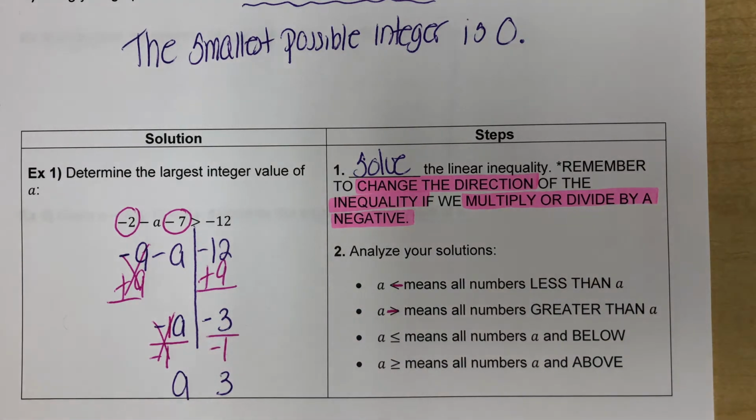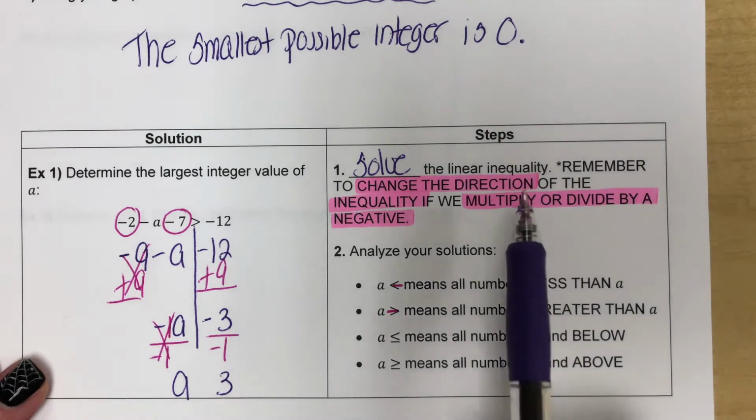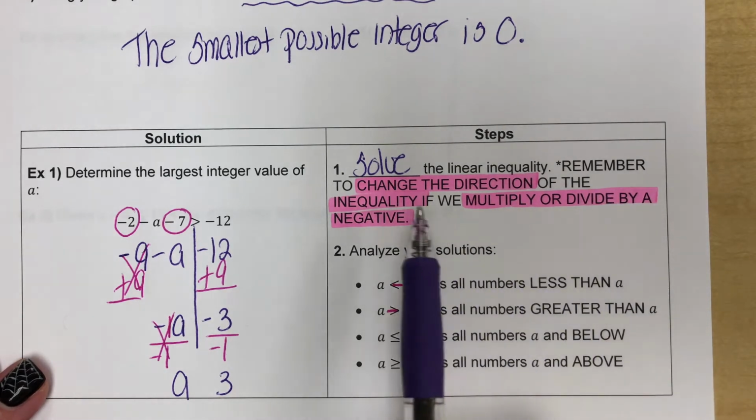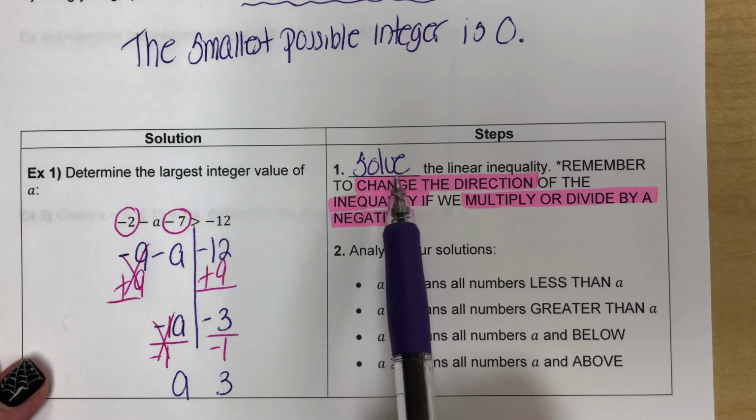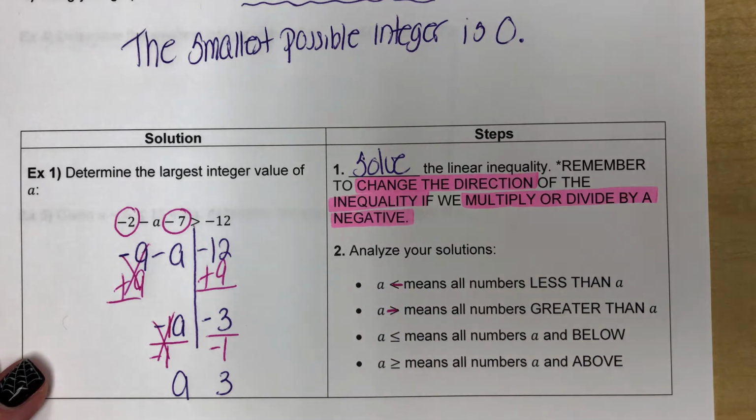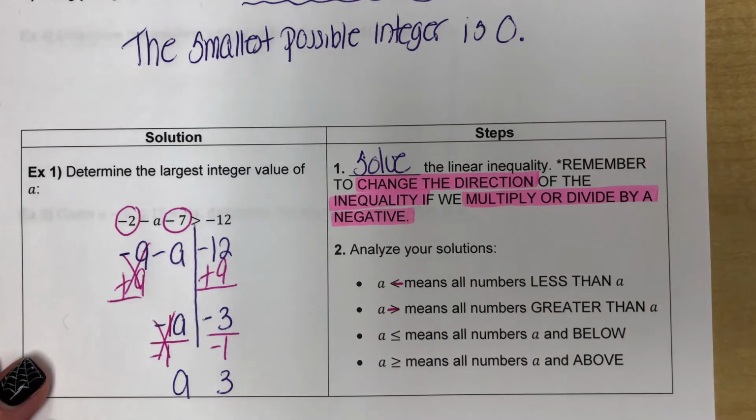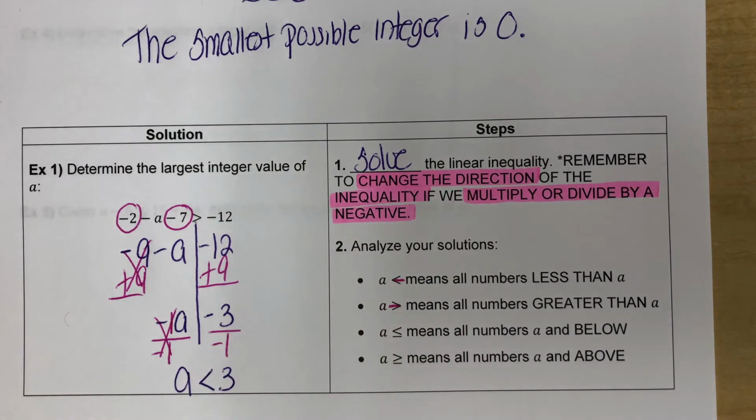And then ding, ding, ding, here we go. I divided by a negative. When you multiply or divide by a negative, you have to change the inequality. You got to change the direction. So it's not going to be greater than anymore. It's actually going to be the less than symbol instead.